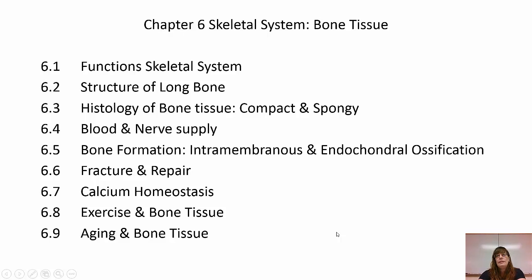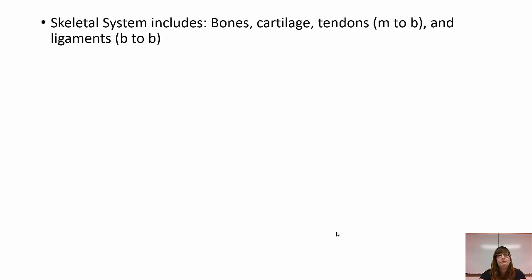Okay, so we are on chapter 6 now, which is bone tissue. So we're starting the skeletal system, we're starting bones. We're going to talk about the tissue that bones are made up of first. So we're going to talk about the functions, the histology, how bones are formed, how they're repaired, how homeostasis and calcium is maintained, and of course exercising and aging in bone and how it impacts it.